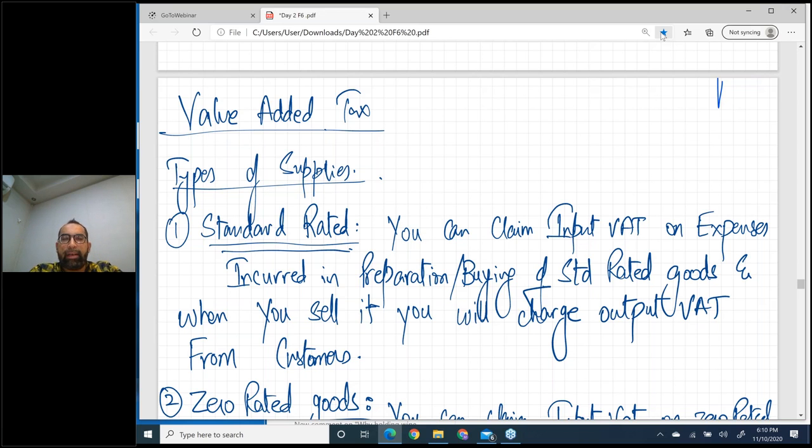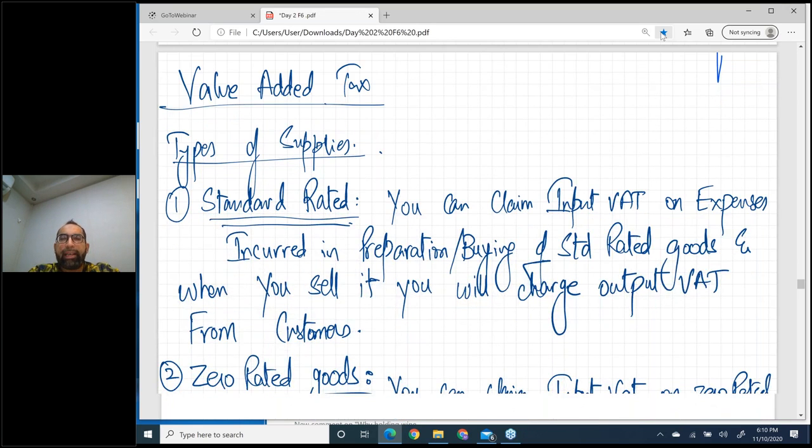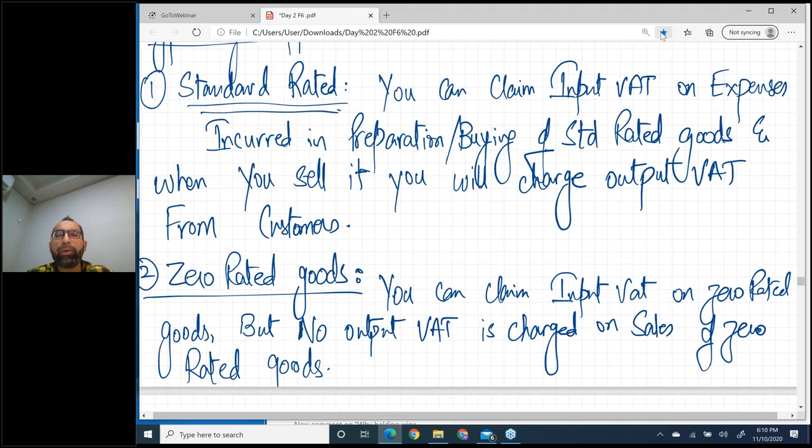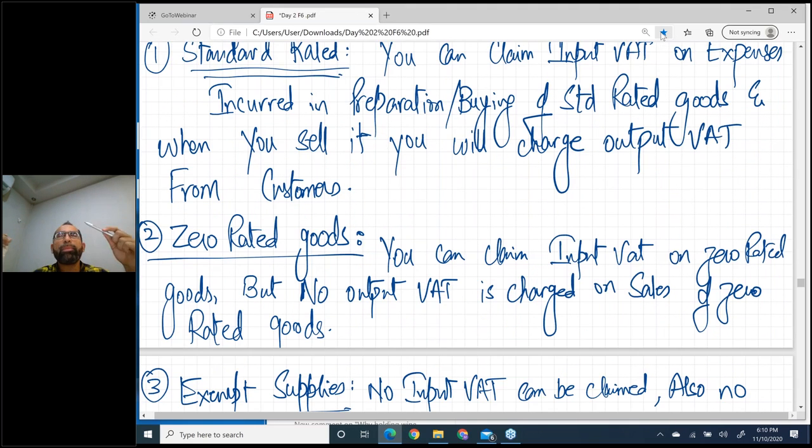Now the second type of goods and services is zero rated. What do you mean by zero rated? Please be active, my dear students, look at me. Let us say the government made this pen zero rated.